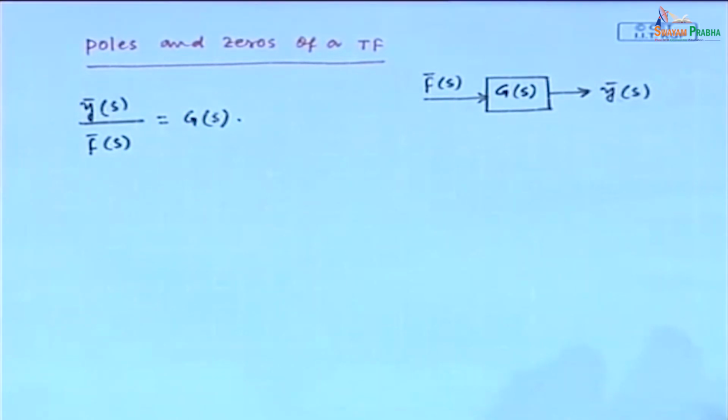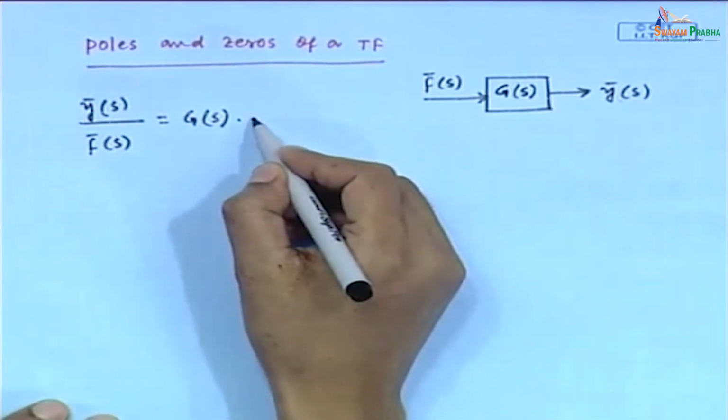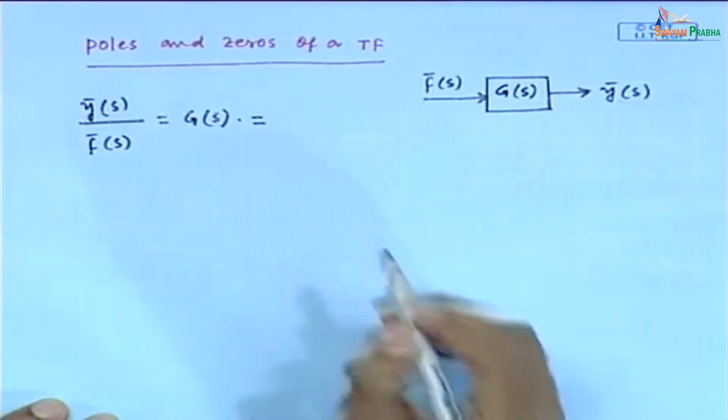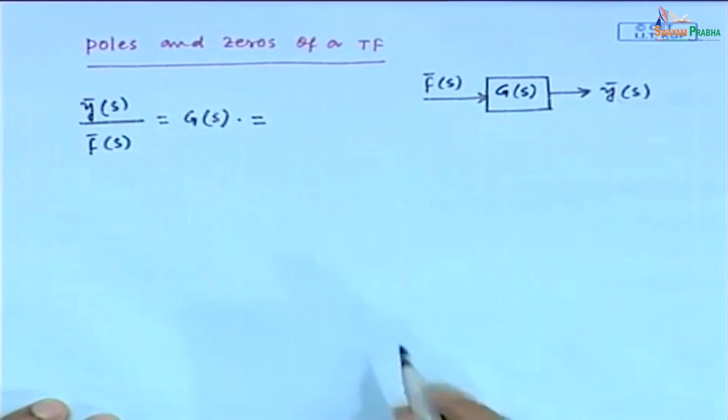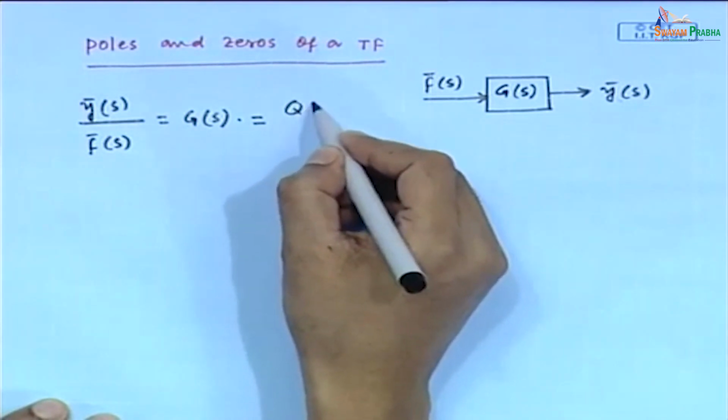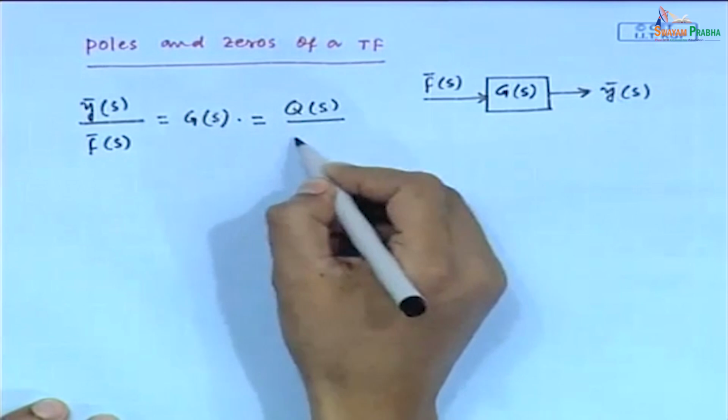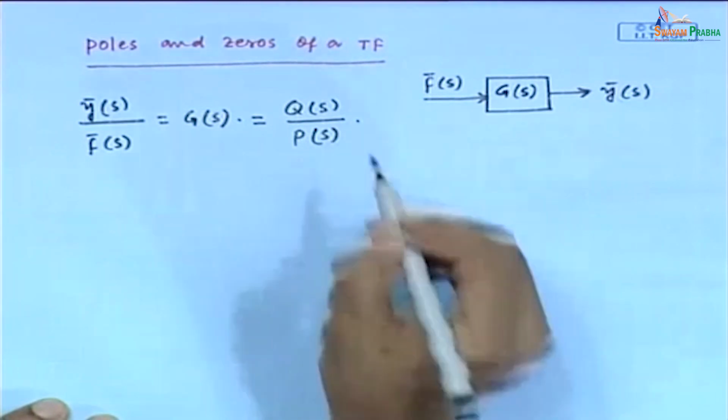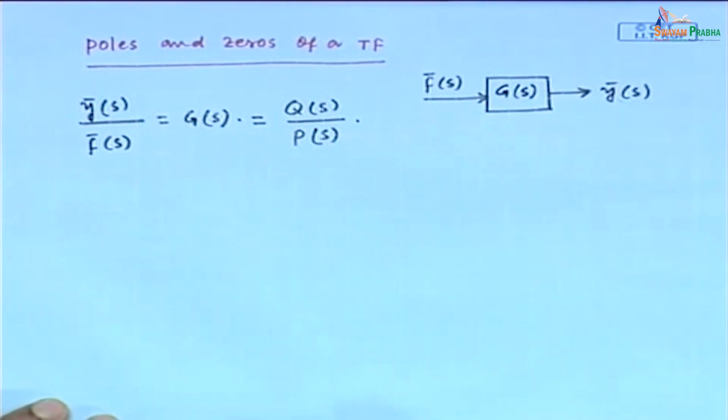Now, this transfer function is actually the ratio of two polynomials. The transfer function G(s) may be the ratio of two polynomials. One polynomial is Q(s), another polynomial is P(s).